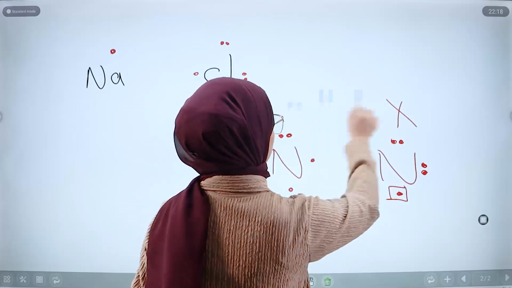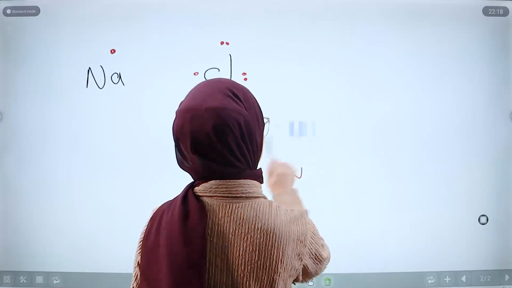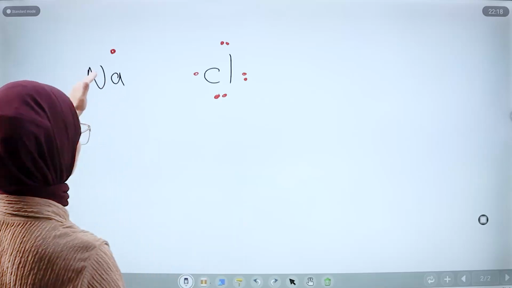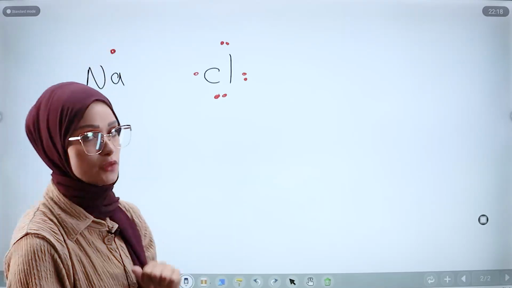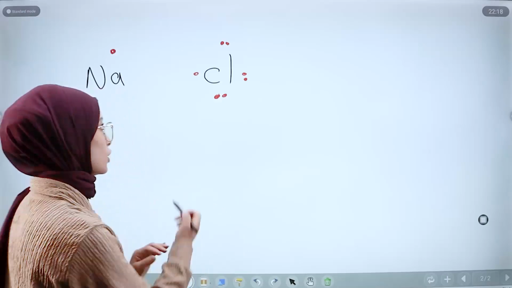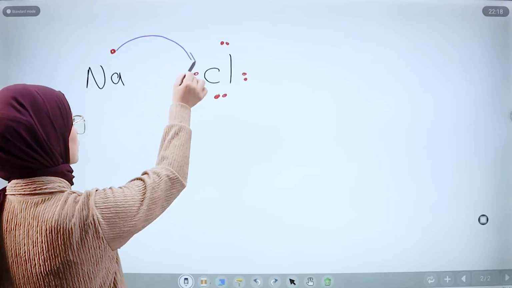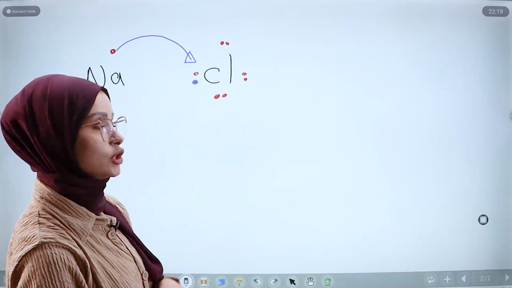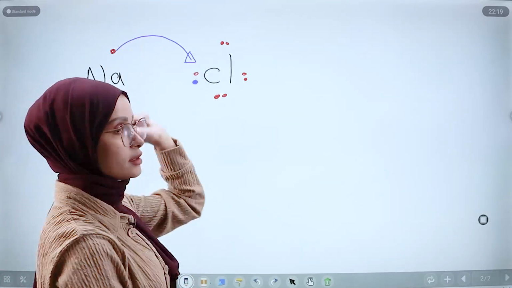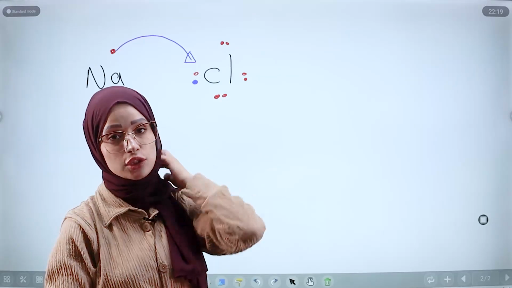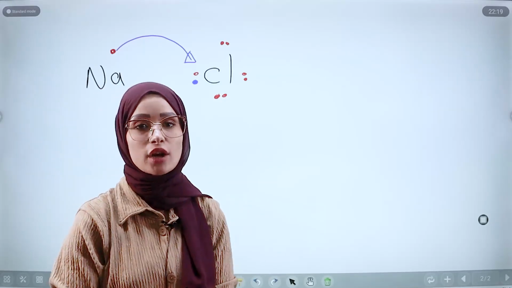After this, move please to this electron. Sodium doesn't need this electron, and chlorine needs only 1 electron to be octet. So this electron is transferred from the sodium to chlorine. In your external exams, you will find this arrow. This arrow actually represents the transfer of the electron, which means here I have ionic bond.